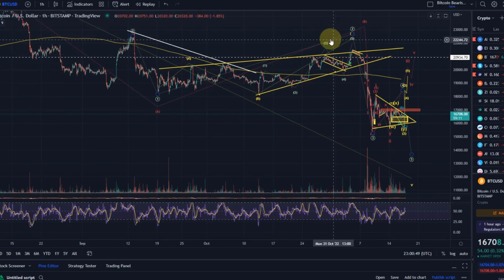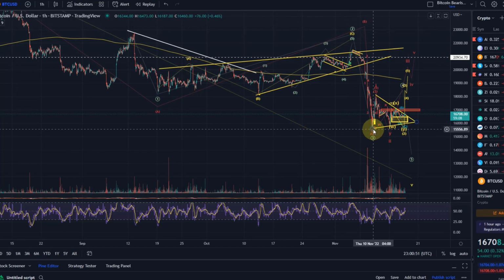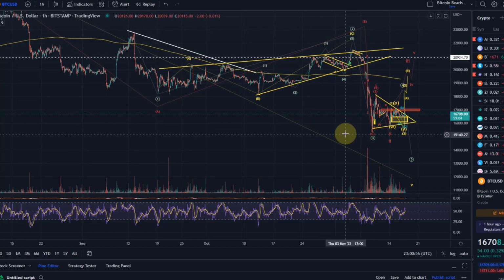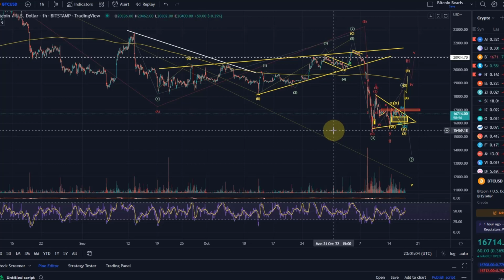Obviously, primary expectation fulfilled. We made lower lows, not a problem. Everybody is talking about, well, a lot of people are talking about crypto is going to die. I believe none of you believes that, because otherwise you wouldn't watch a crypto channel. But there is a lot of stuff going on in the world again about crypto is dying.